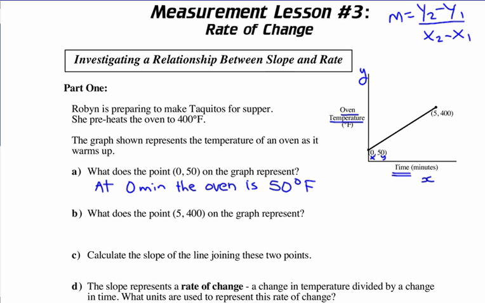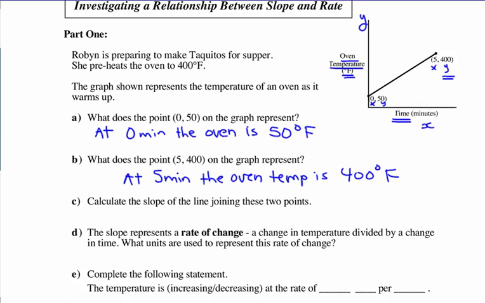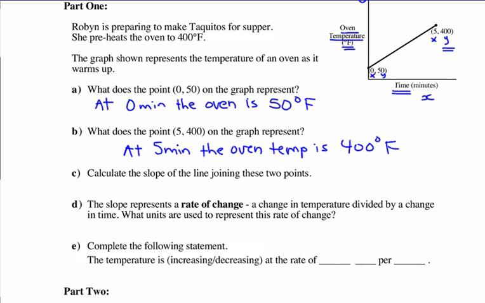It says, what does the point 5 and 400 on the graph represent? So again, remember x comma y, x is minutes, so 5 minutes. So at 5 minutes the oven temperature is, and y is our Fahrenheit, so 400 degrees Fahrenheit. So basically it took 5 minutes for the oven to reach 400 degrees Fahrenheit. Calculate the slope of the line joining these 2 points.